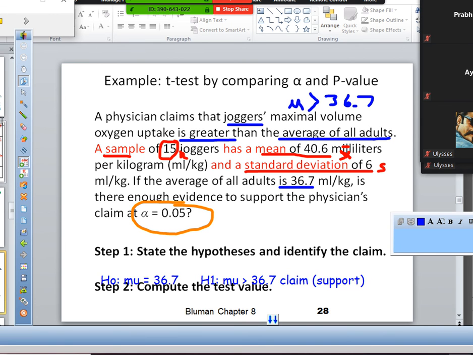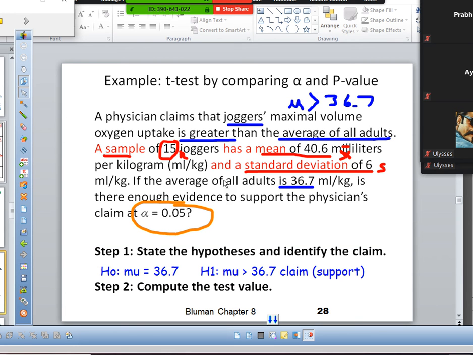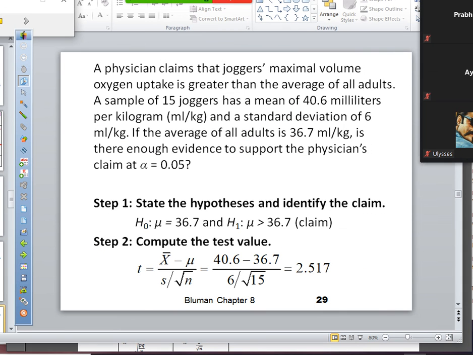Step 2 is computing the test value. So I would pop these into the calculator. It's a mean, so I do t-tests. Test value, my bad. So we're going to do X bar, my sample mean, minus mu, what I got from my claim. Remember, this mu here is the same mu as you have in your claim always. It's the general mu. And then divided by S over square root of n. So I'm going to get 2.517.